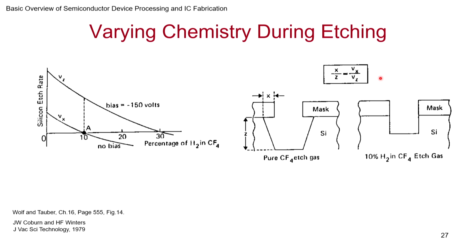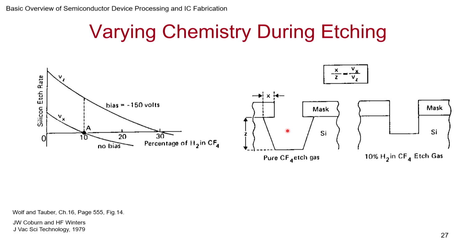So you get this case where pure CF4 gas is there. Pure CF4 gas means H2 is 0. That means you have this much of VXH and you have this much of VZH. And the ratio of the etch rates would give you the ratio of the anisotropy. On the other hand, if you have 10% hydrogen in CF4, you find that horizontal etch should be 0. You only have vertical etch. So you see, it's a perfectly anisotropic etch.